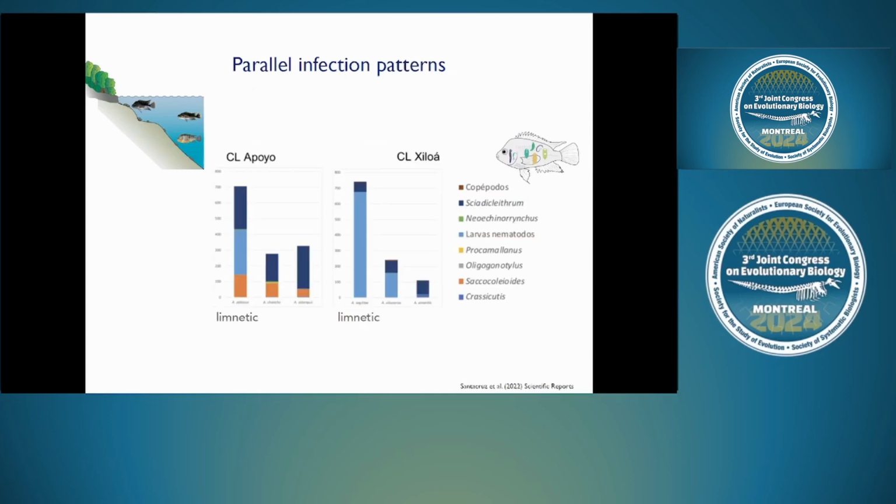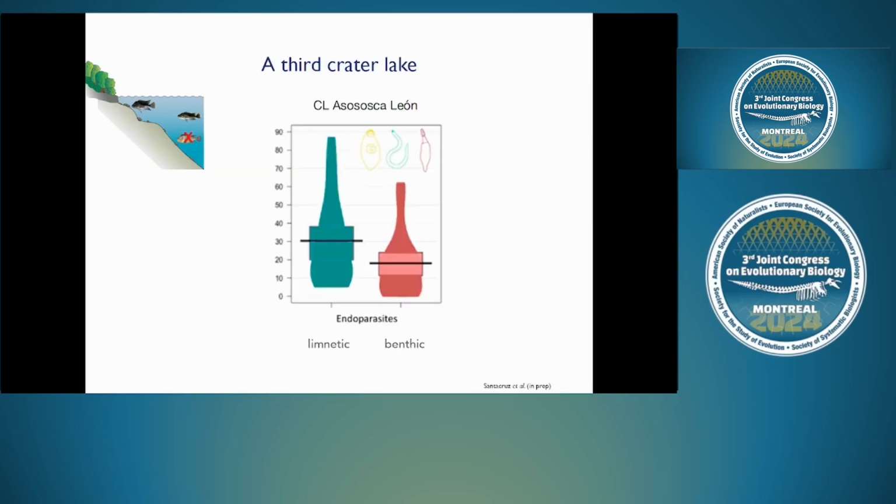If we consider all parasites, all these 8 parasites together, again, the limnetic fish have more parasites. You see there that they don't necessarily have the same parasites, but they do have more parasites. And this is a third lake where we find the same pattern. Here we don't have deep benthic, but we have limnetic fish having more endoparasites.